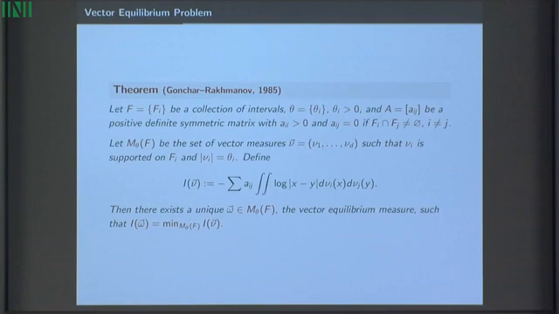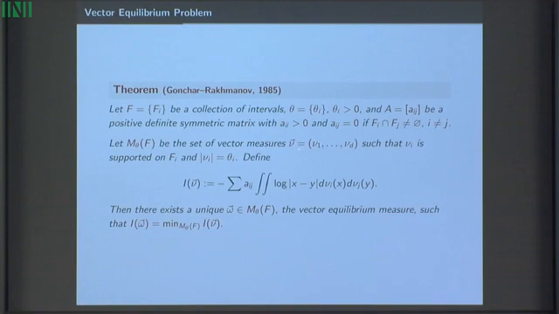So how do we define vector equilibrium measure? You start with a collection of intervals, Δi, a collection of constants θi, and a matrix of interaction, capital A, where A is symmetric and positive definite. You also assume that the diagonal entries are positive, and Aij are 0 as long as the intervals Δi and Δj intersect.